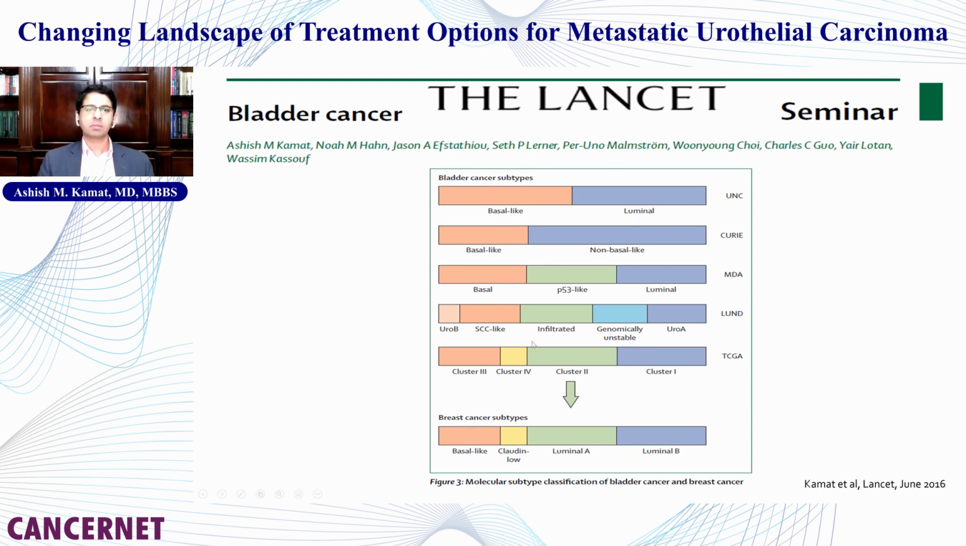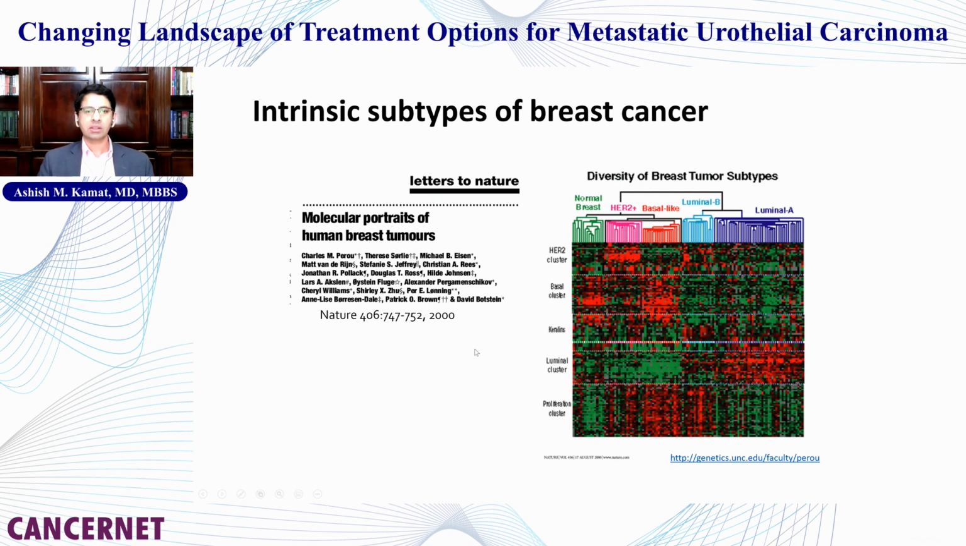And this is important because we are all doing these gene expression profiling in some ways, learning from our colleagues in the breast cancer field. This was first published way back, gosh, it's almost 2 decades now in Nature, showing the different subtypes of bladder cancer.